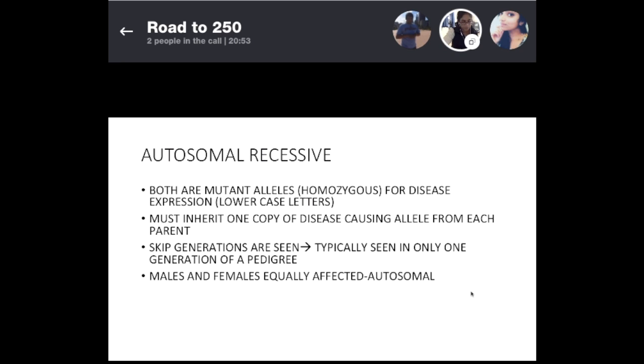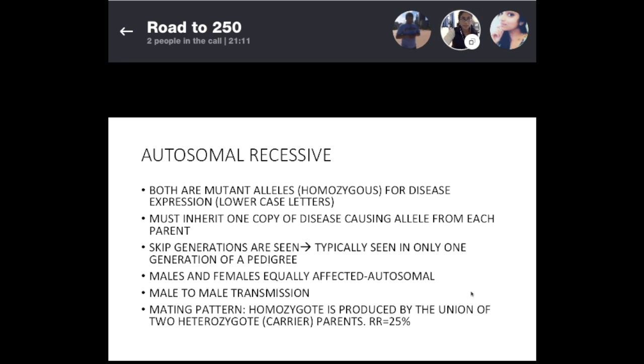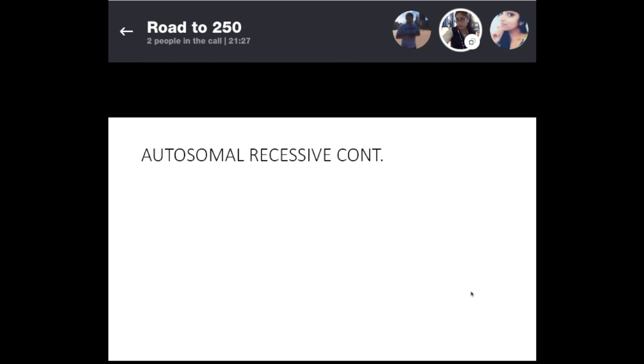Males and females are also equally affected. Male-to-male transmission is possible, but not more diagnostic in terms of using that algorithm. And then the mating pattern typically seen here is that homozygous is produced by the union of two heterozygote carrier parents. So therefore the recurrence risk is 25%. And I will pull up the pedigree in a second to express that.